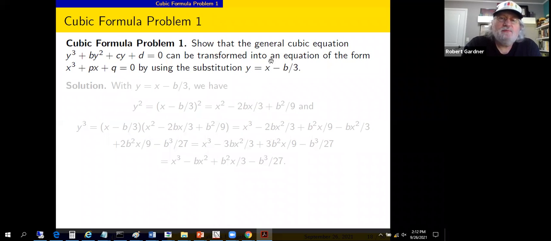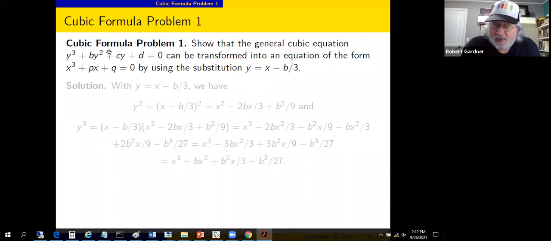What we're going to do is make this substitution they tell us to make, and then just follow the arithmetic. They say let y equal x minus b over 3. b is the coefficient of y squared. So we're going to make that substitution. And this third degree polynomial in unknown y is going to become this third polynomial equation in unknown x, where x and y are related as given.